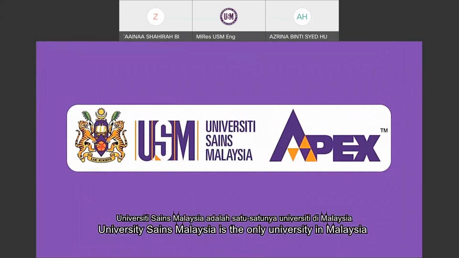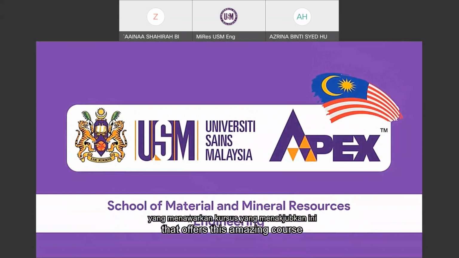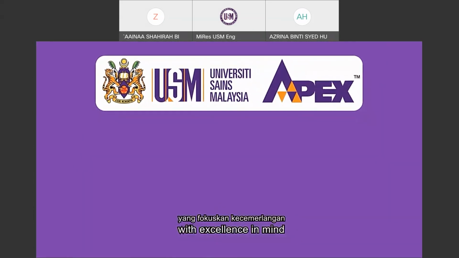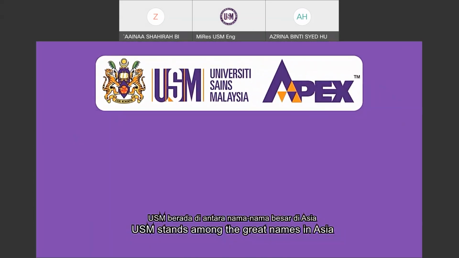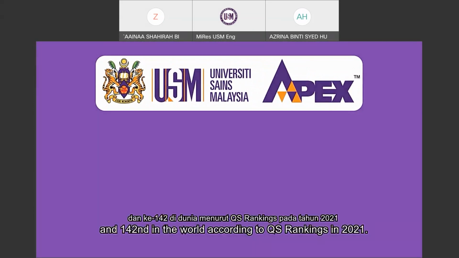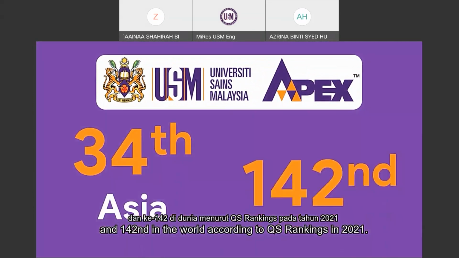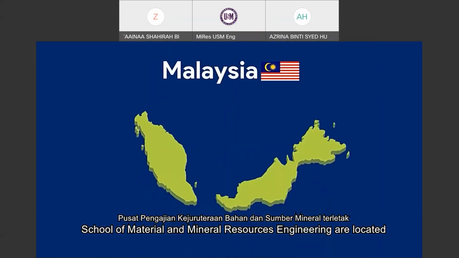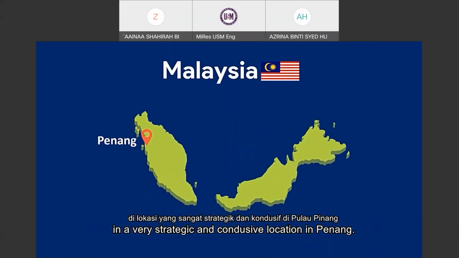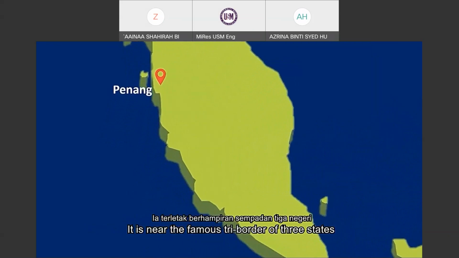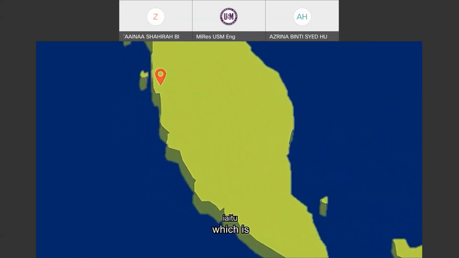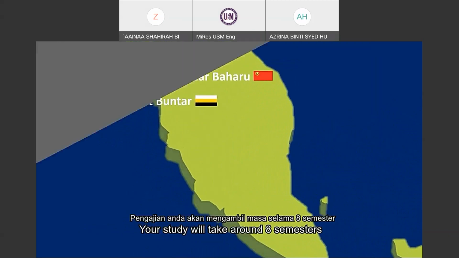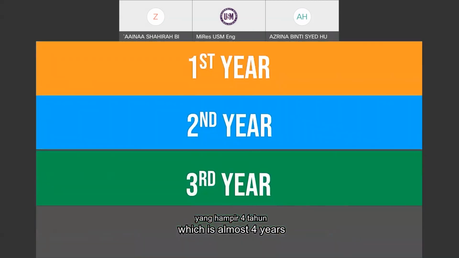Universiti Sains Malaysia is the only university in Malaysia that offers this amazing course. Be proud because USM is one of the leading universities with excellence in mind. USM stands among the great names in Asia with the ranking of 34th in Asia and 142nd in the world according to the QS ranking in 2021. The School of Material and Mineral Resource Engineering is located in a very strategic and conducive location in Penang. It is near the famous tri-border of three states: Nibong Tebal, Penang, Parit Buntar, Perak, and Bandar Baharu, Kedah. Your study will take around 8 semesters, which is almost 4 years.